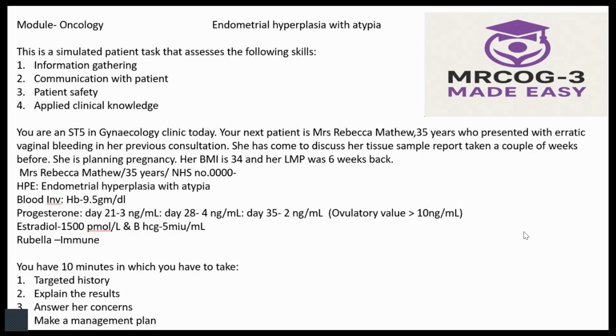Now, what do you do for living? Then she will say she is working or not working or housewife. How is the support at home? Because when she comes to know this condition, she may be upset. That's why she needs support. How is support at home?